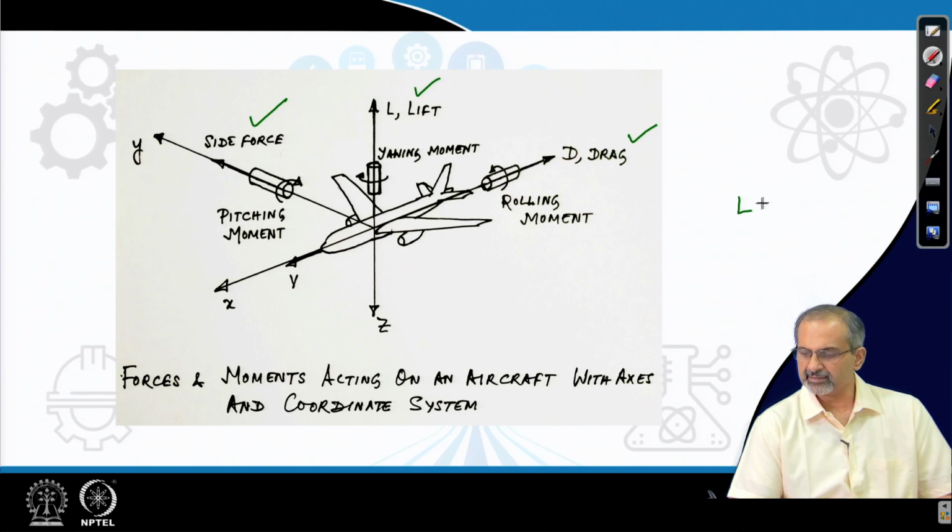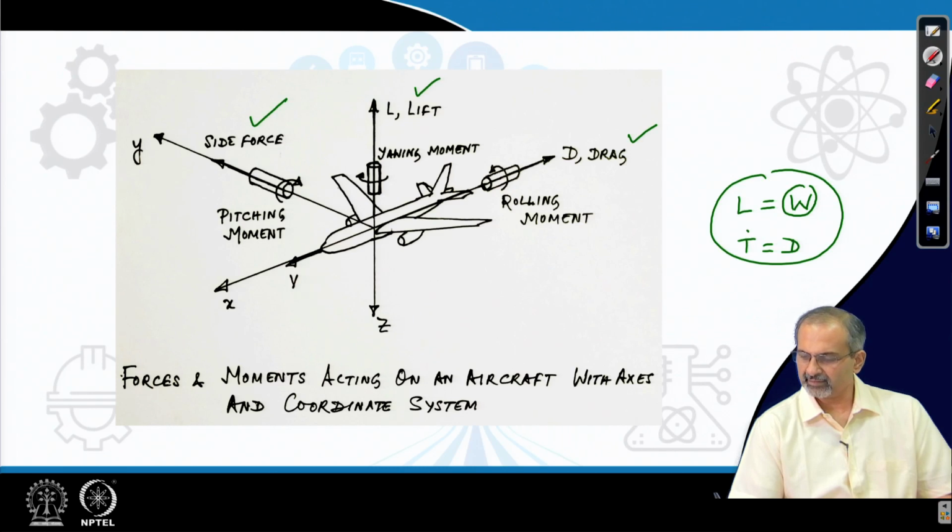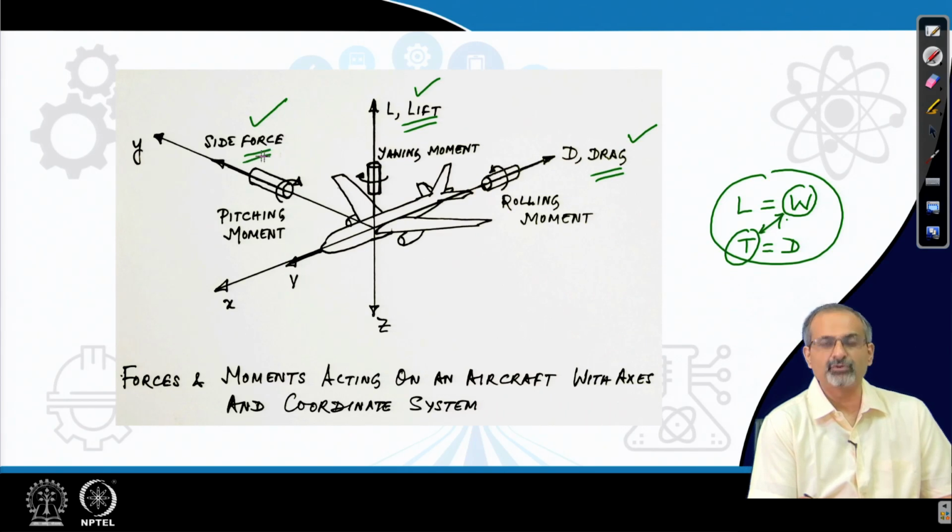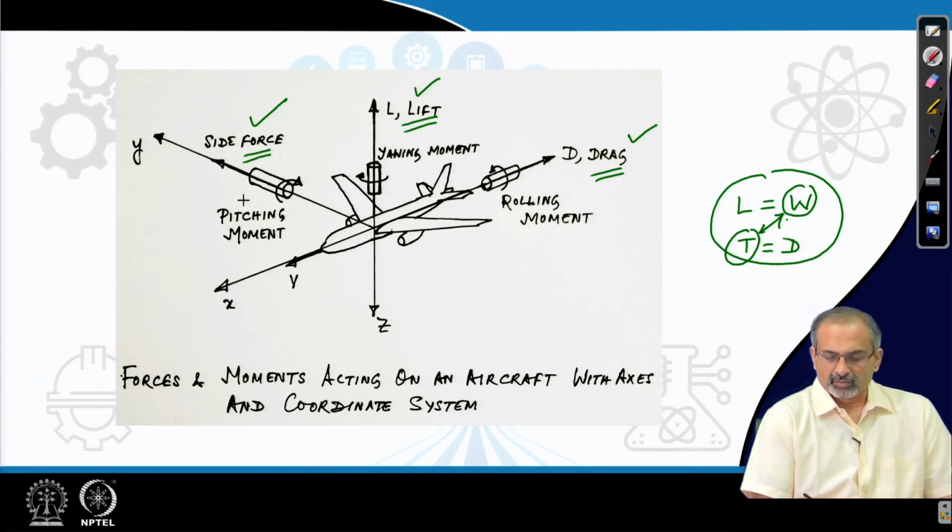Remember that incidentally lift is equal to weight and thrust is equal to drag in steady level flight, where the weight and the thrust are not having direct aerodynamic roots. We are considering lift, drag and side force for that.